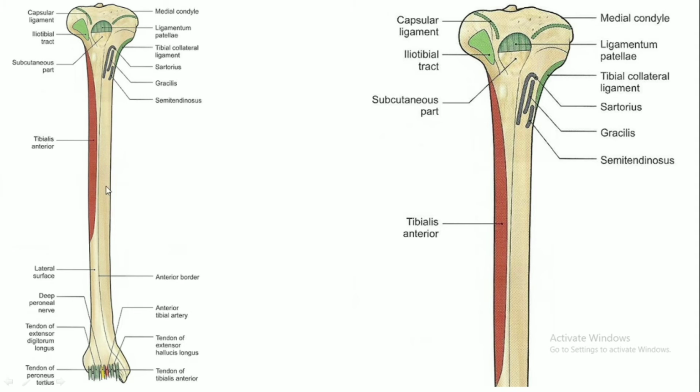Now the medial surface of the shaft does not have any attachment and it is subcutaneous throughout. In the upper part of the medial surface, from before backward, you can see first muscle, this is sartorius, next gracilis, third semitendinosus, and lastly one ligament, the tibial collateral ligament. So these are the attachments. Now we will see the posterior aspect.